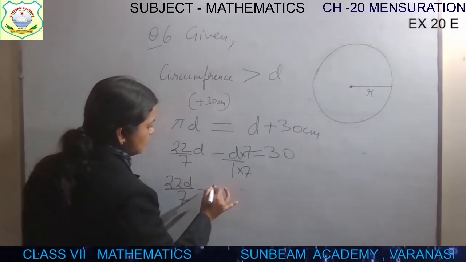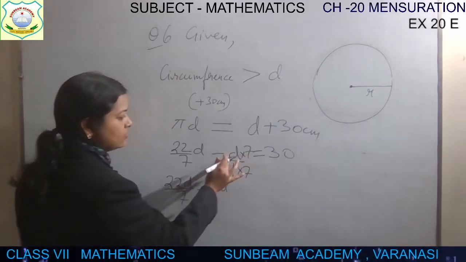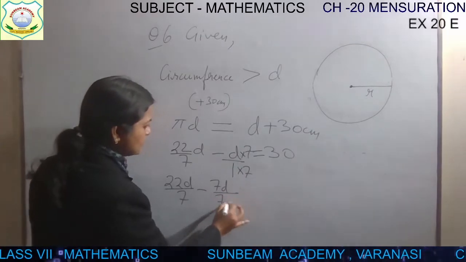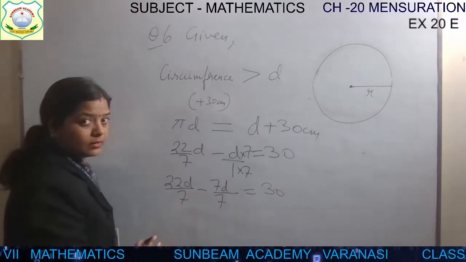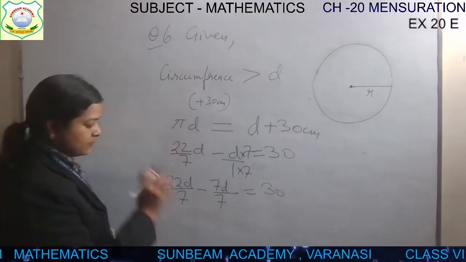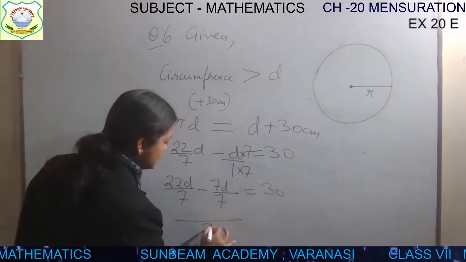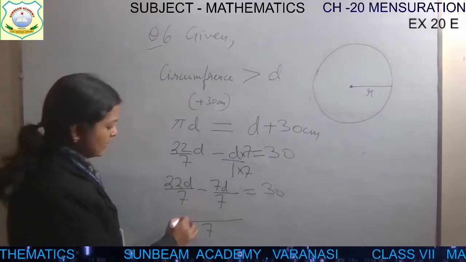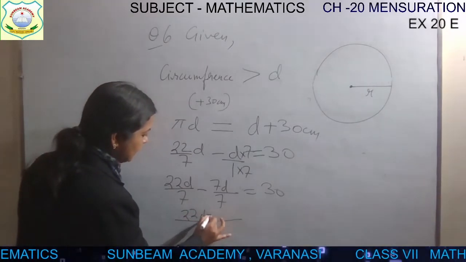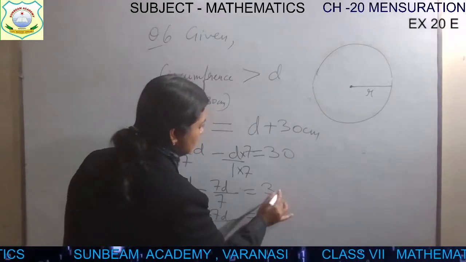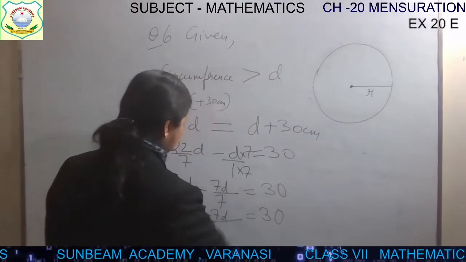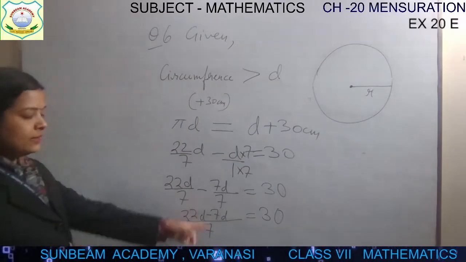This is 7D. D into 7, 7D divided by 7. That is equal to 30. Now as you can see, this is 7, 7. Now both are equal. Now I can subtract. कैसे subtract करेंगे? 7 will be in denominator and 22D minus 7D. That is equal to 30. ठीक है? Now subtract it.